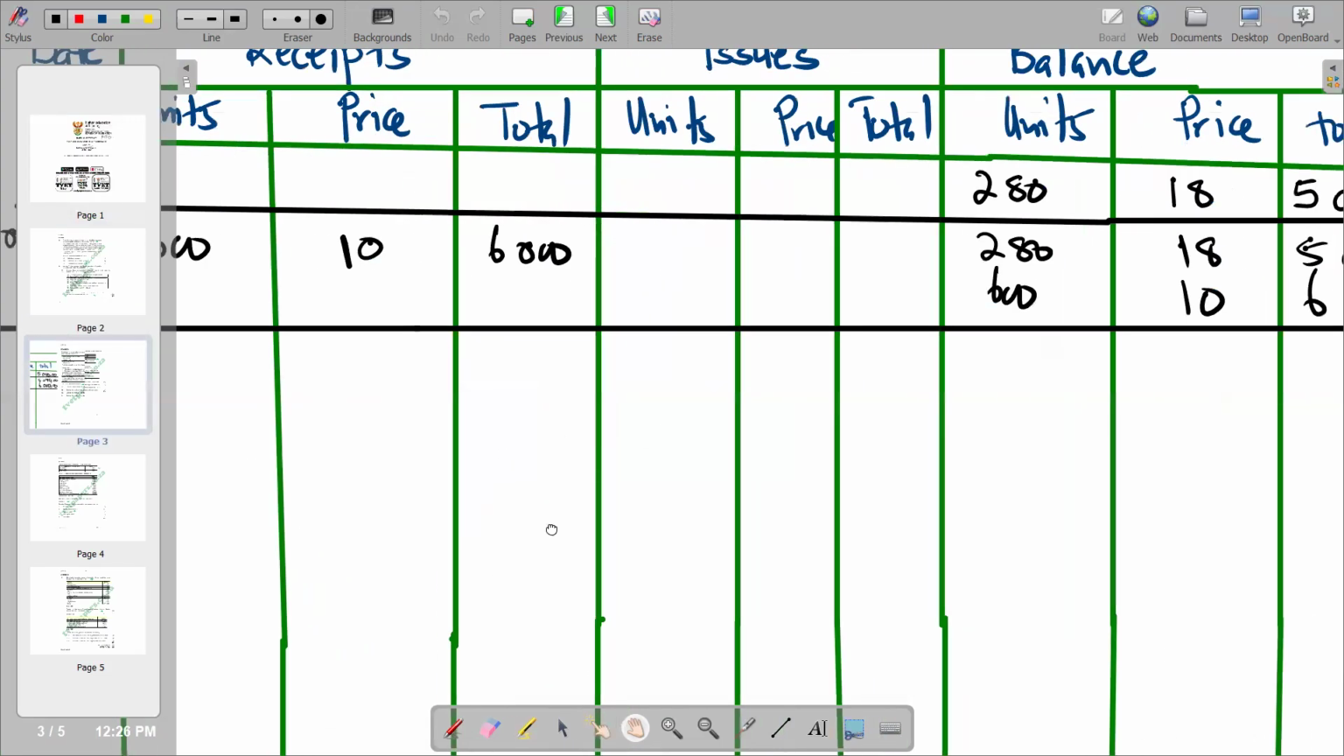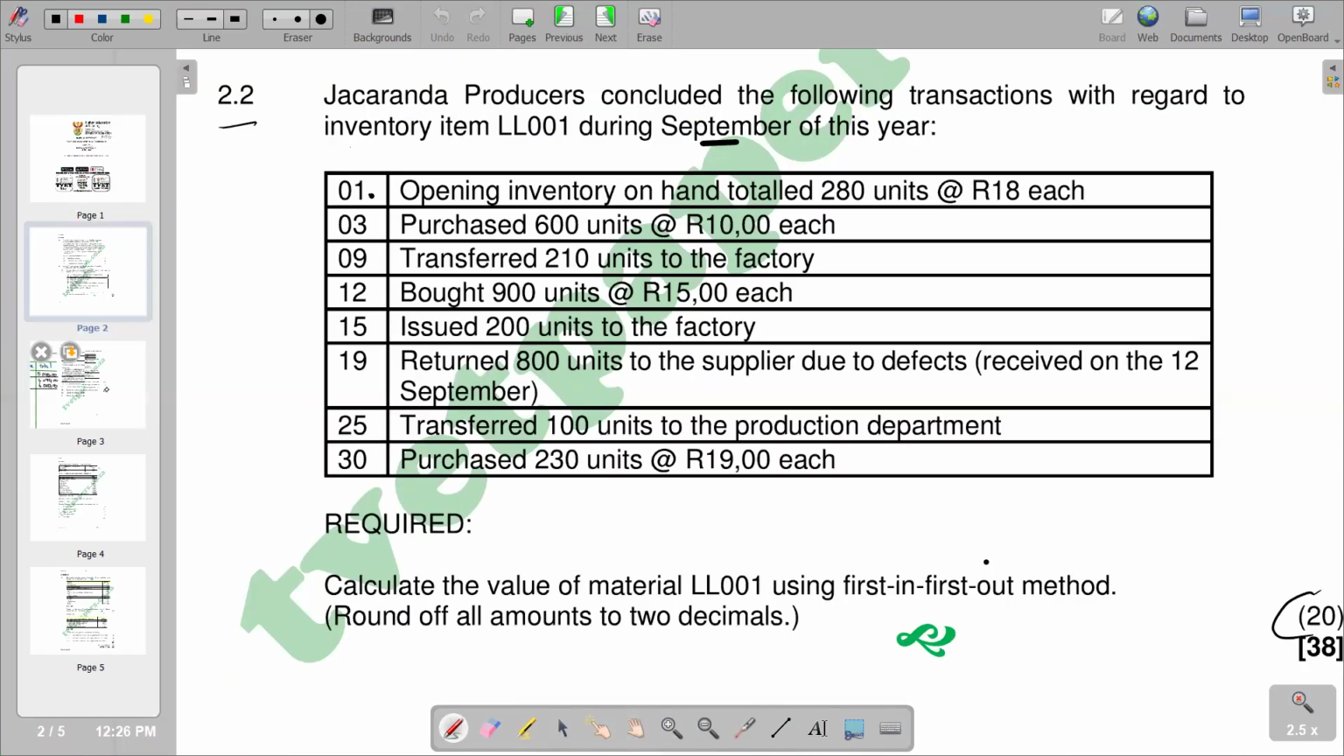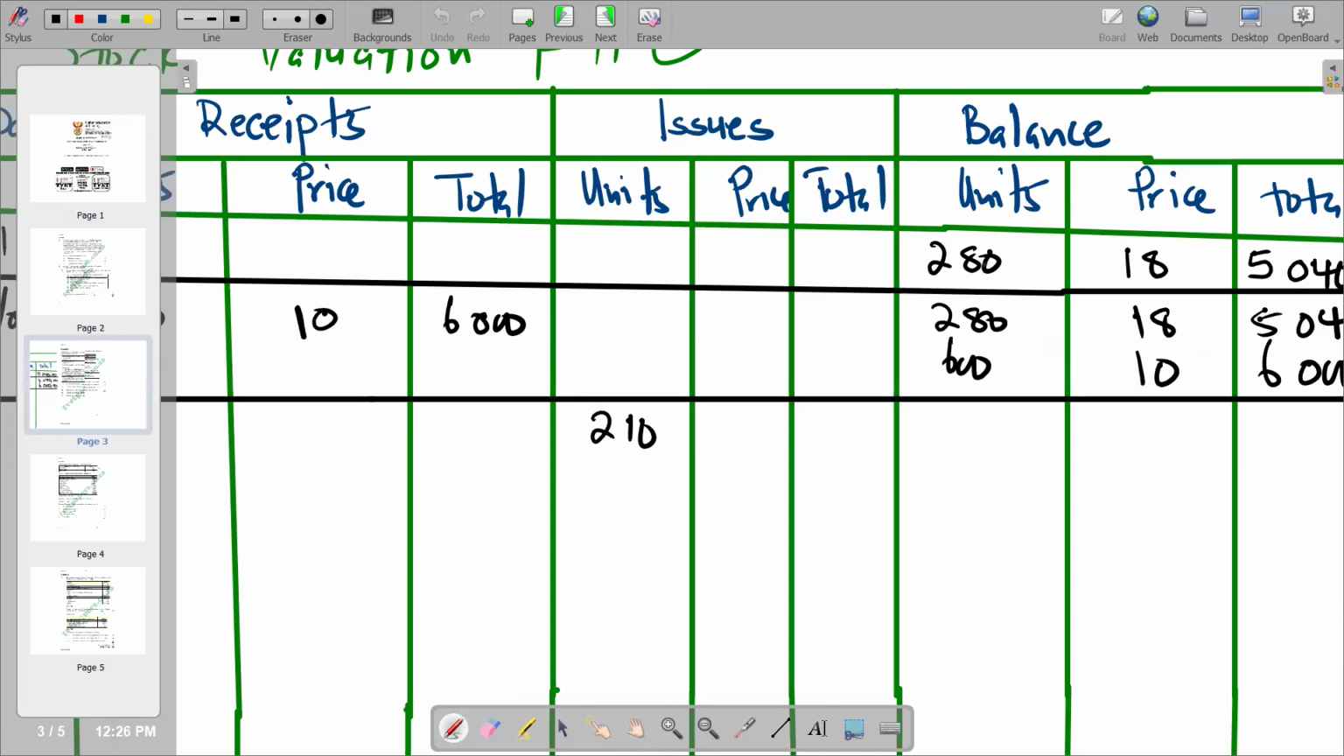So on issues, we are saying 210 on units, and we are taking them from the opening balance. Remember, it's first in, first out. So these are the first to be received, so they have to be the first to go out. So we take 210 out of this with a unit price of 18. So when you say 210 times 18, you're going to get 3,780, which is supposed to be in this column.